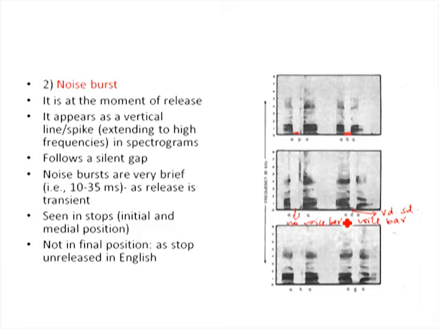The next stage for stop production is to release that air that's been in the hold position. When you release it, we said it was going to result in an audible burst of noise. And hence, that spike that you see on the spectrogram is going to be the noise burst. Okay, see how it correlates with how the stop is being produced? The silent gap correlates to the hold position when you produce a sound. And when you release it, we said in the final phase, the release results in an audible burst of noise. And that's what you see on the spectrogram as well, the audible burst of noise, and it's called the noise burst. It's at the moment of release. It appears as a vertical line or spike.